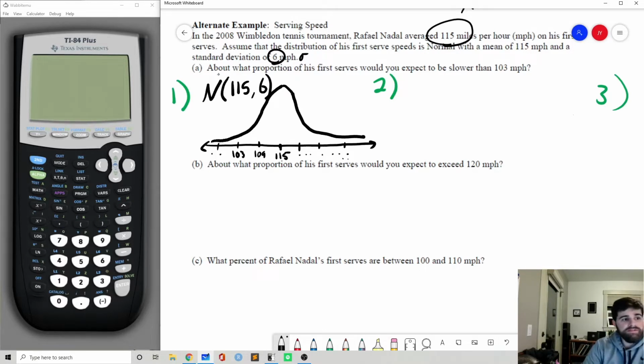Okay, so our question is, what proportion of his first serves would you expect to be slower than 103 miles per hour? So let's find 103 on our density curve here. It's right there. We're looking for slower than 103 miles per hour, so everything to the left of 103. Cool, so we can see that this is a tiny sliver of our normal distribution, right? It's pretty far to the left. It's 2 full standard deviations below the mean. So we're wondering what is the proportion under the curve? What percent of the area is that little chunk?